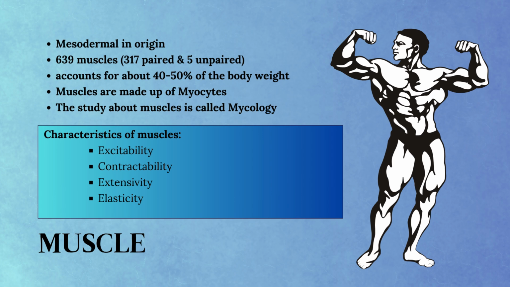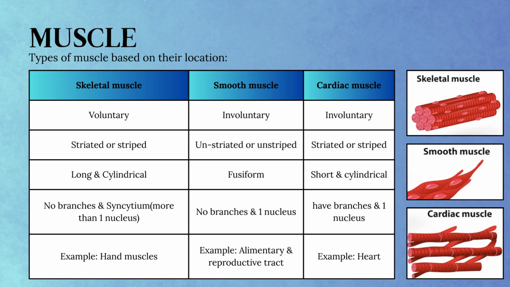There are 4 characteristics of muscles. They are excitability, contractility, extensibility, elasticity. Now let's see the types of muscles based on their location. Skeletal muscle: voluntary, striated or striped, long and cylindrical, no branches and syncytium, which means more than one nucleus. Example: hand muscles. The first picture shows the skeletal muscle.